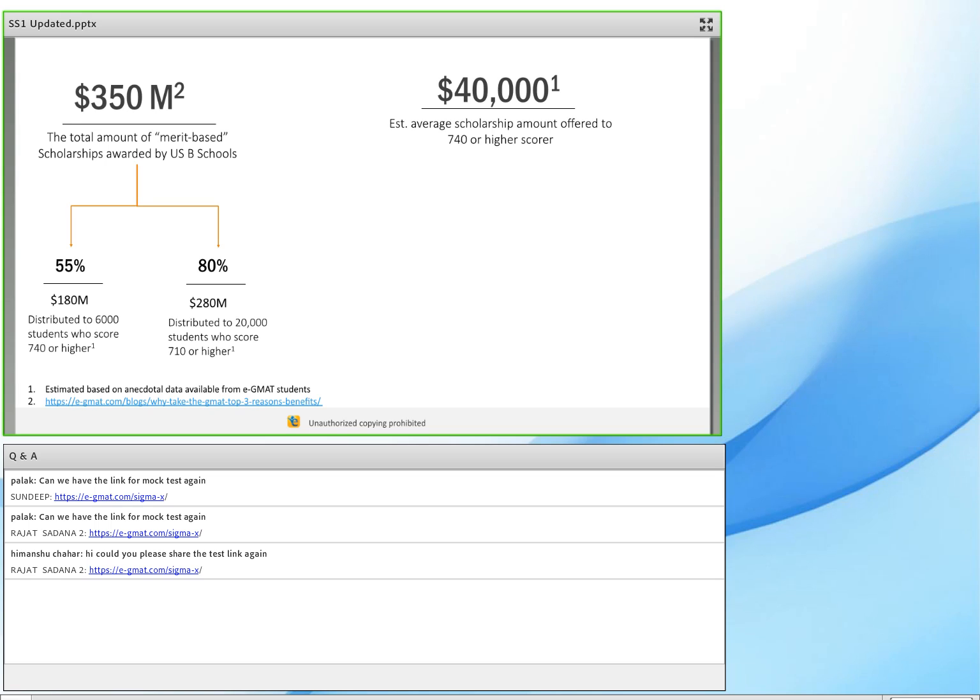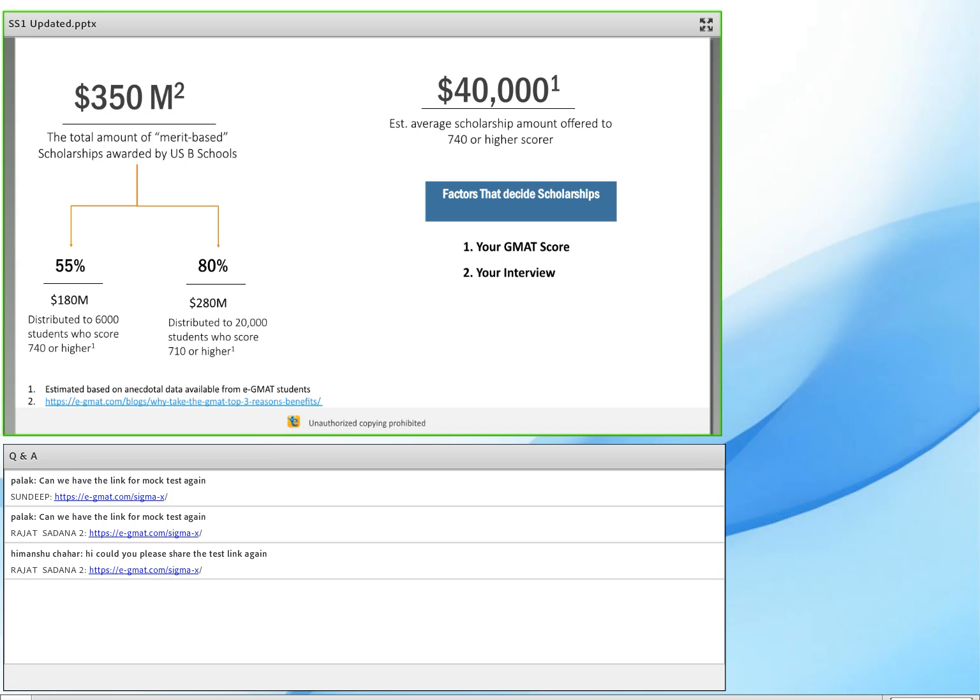And if you do the math, what you're going to really say is if you apply properly and score 740 or higher, you'll probably get $40,000 of average scholarship amount. And there are two factors that impact your scholarship amount. One is your GMAT score. The second is your interview. Okay. So there are two factors. Your essays and all, they don't impact your scholarship.